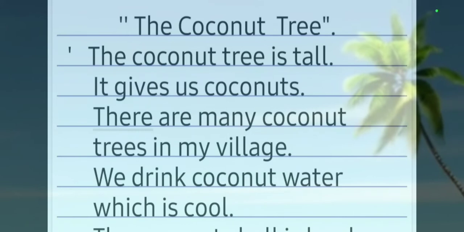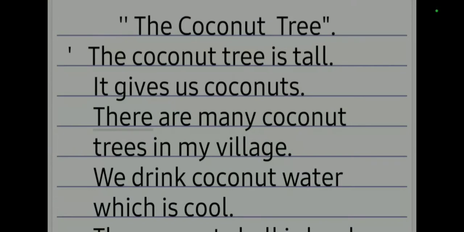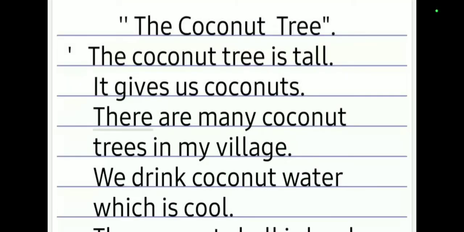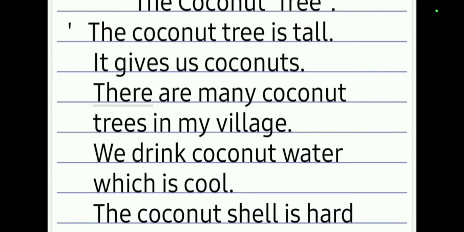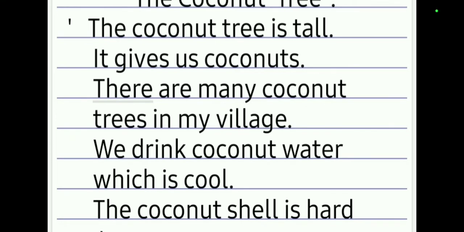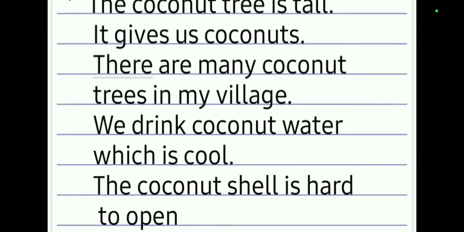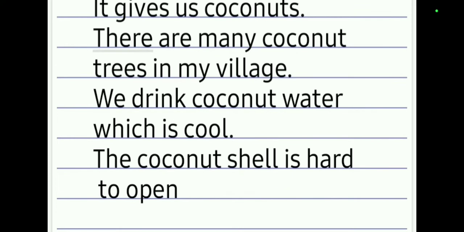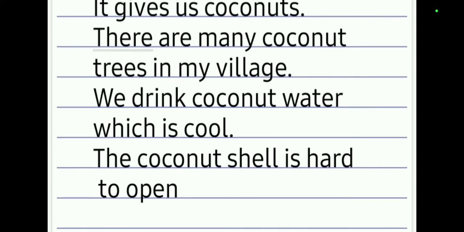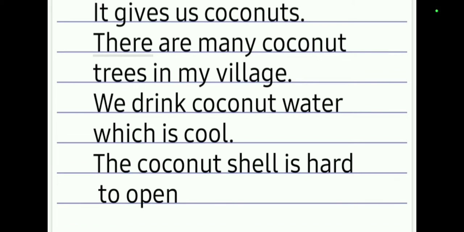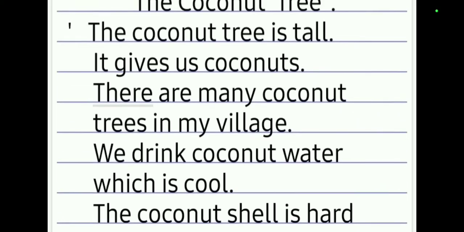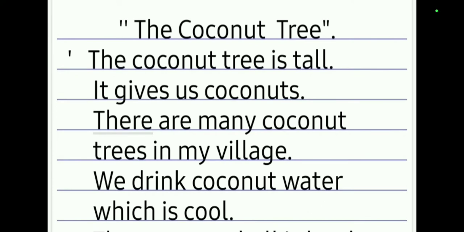So first write the title, the coconut tree. The coconut tree is tall. This is a very simple sentence. Okay, the coconut tree is tall. You can see it's tall. It gives us coconuts. That's the second sentence. Okay, there are many coconut trees in my village. We drink coconut water, which is cool. The coconut shell is hard to open. So this is how you can make very simple sentences so that you don't make any mistakes in your grammar. So this is how it is.